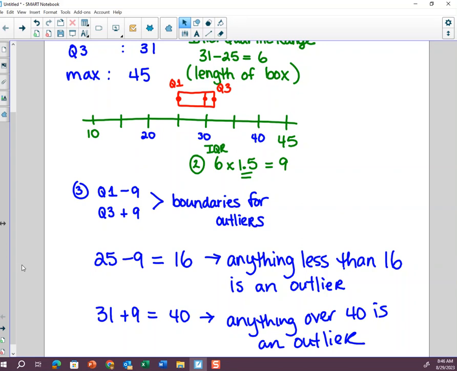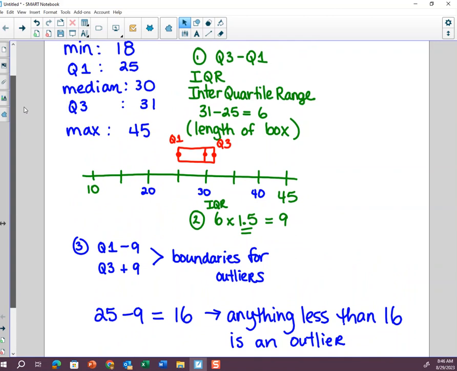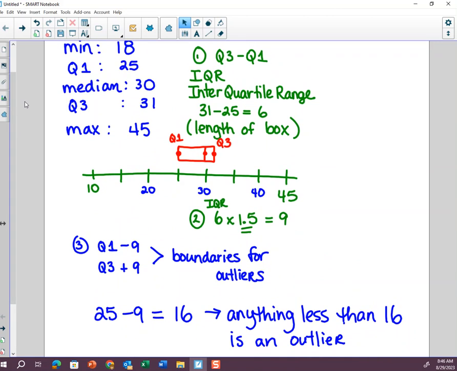Oh, we didn't finish it. Let's finish the box and whisker. So, when you're making a box and whisker, my minimum was 18. It's not an outlier, so we're good. We just keep doing it. My maximum is 45. And that is an outlier because it's bigger than 40.